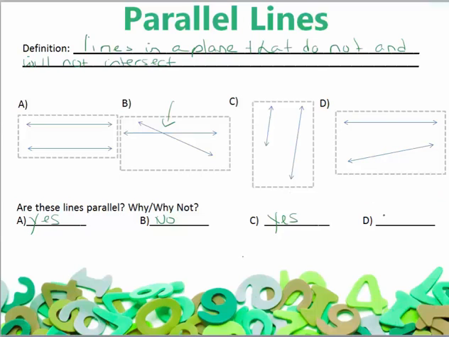Now looking at D, this answer is a no, because these lines do not intersect, yes, but they're not equal distance apart. They get closer and closer as we move farther to the right. And as we extend these lines out into the future, forever, they will eventually intersect.